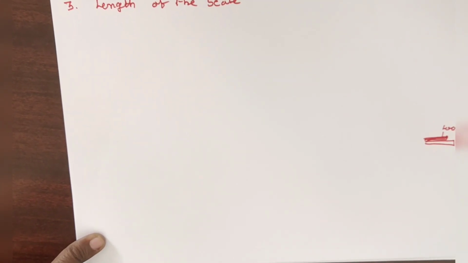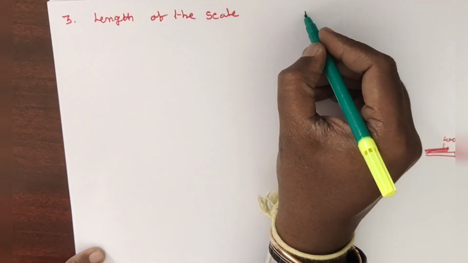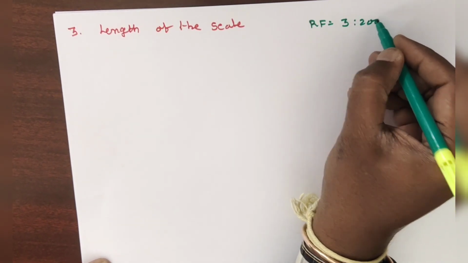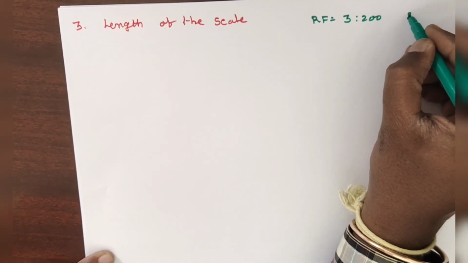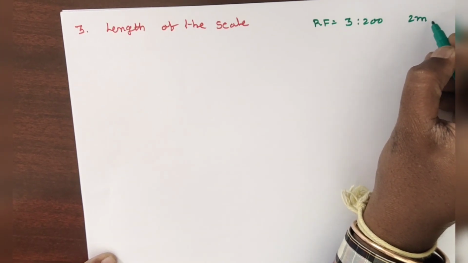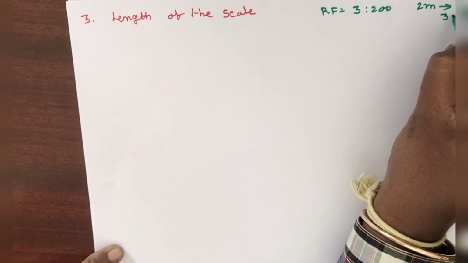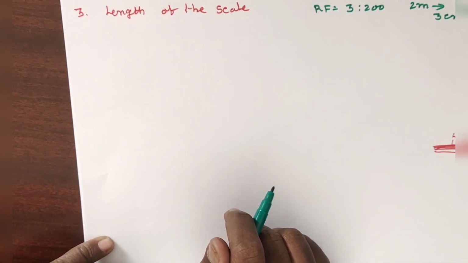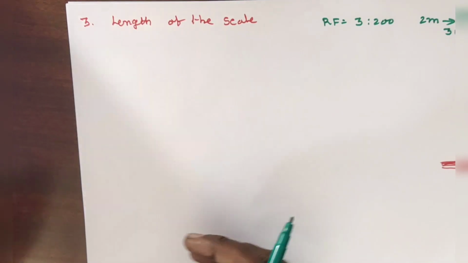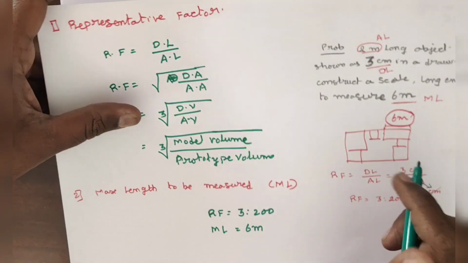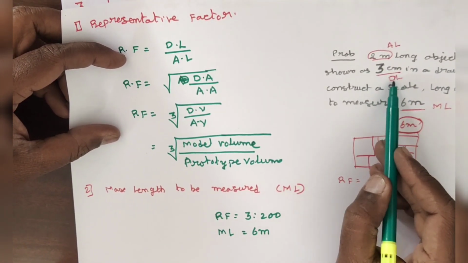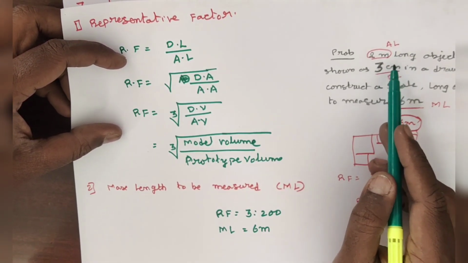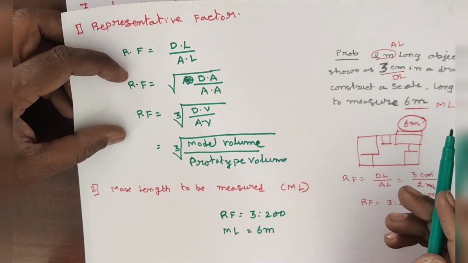For our problem, what is given is the representative factor of 3 is to 200. Why, sir? Because 2 meters is shown as 3 centimeters. 2 meters is represented as 3 centimeters. Am I right or not? Yes, sir. So a 2 meters long object is represented as 3 centimeters.